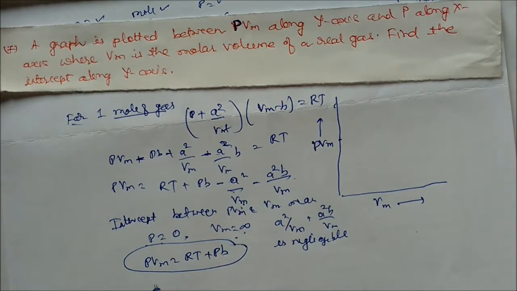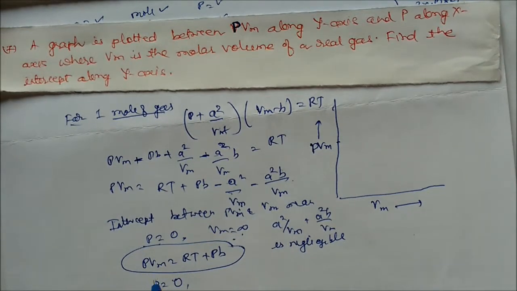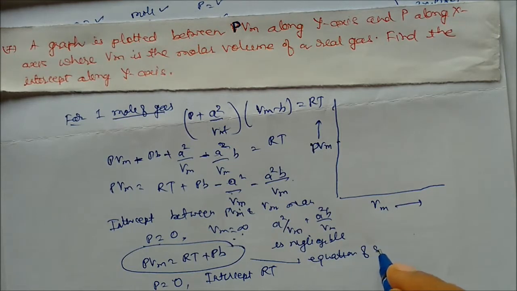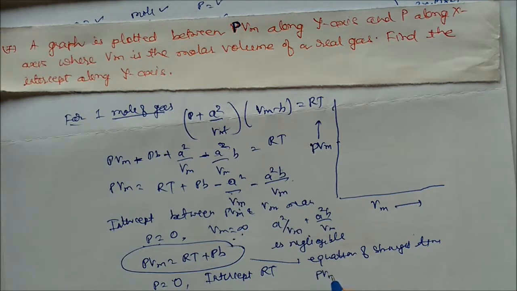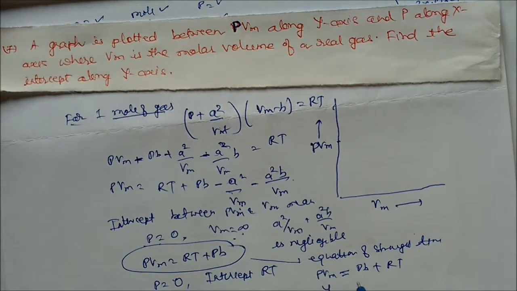Again, if you put P equal to 0, what will happen? Then the intercept will be RT. We can see here that this is the equation of a straight line: PVm equals Pb plus RT. So this is y, and this is mx plus c, and c is our intercept. So the intercept is R into T. This is our answer.